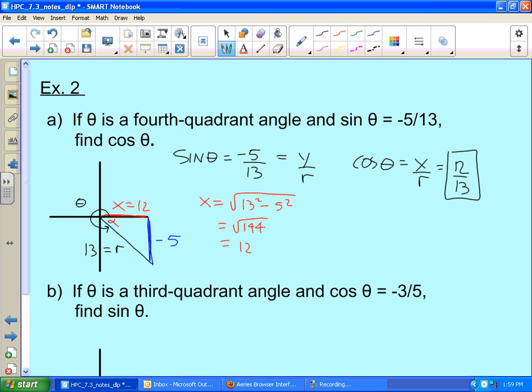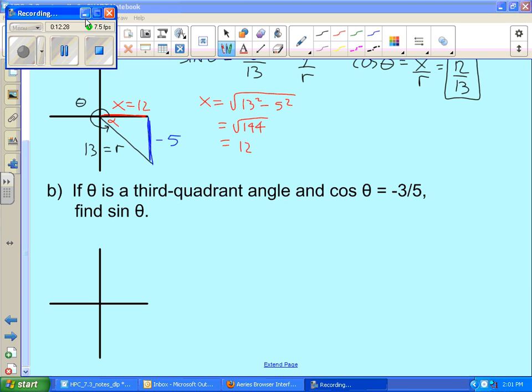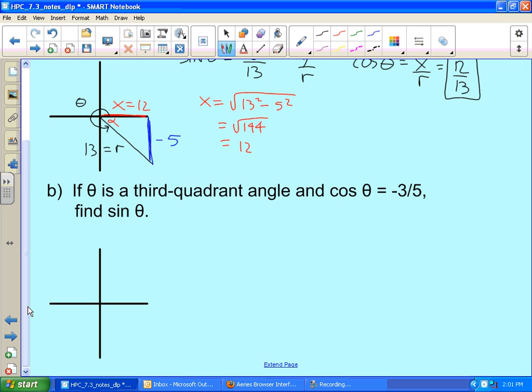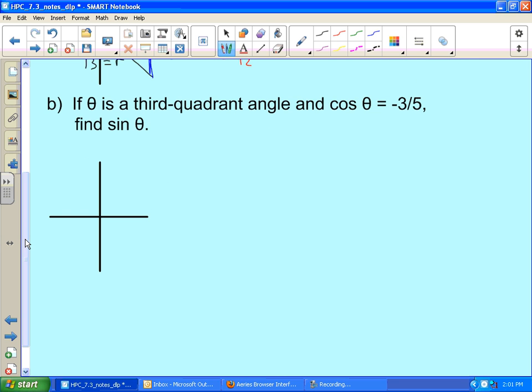All right. Any questions on that one? Pretty simple, huh? All right, let's give you guys your shot at this one then. Quadrant 3. There we are.